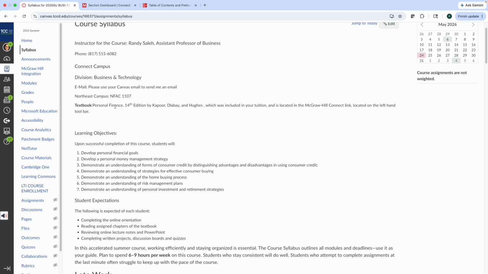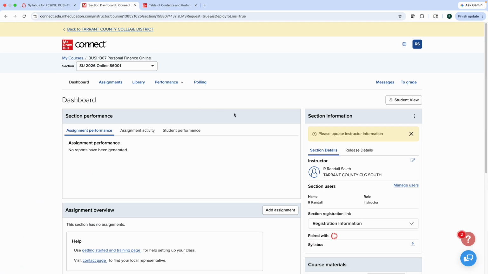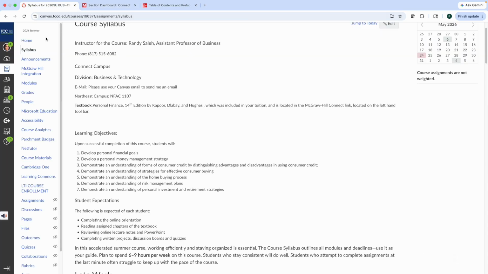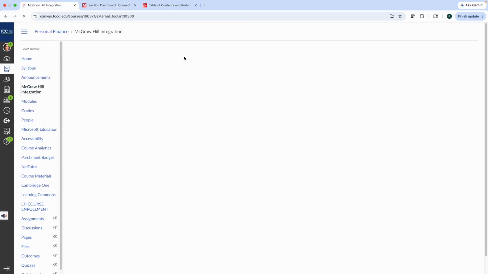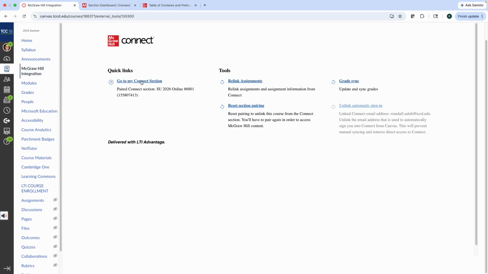Here's our textbook. Great textbook. Oh my gosh, how do we get it? Well, it's in this link. It used to be called McGraw-Hill Connect. Well, they just changed it to McGraw-Hill Integration. When you click this link, it will go to something like this, maybe more like this right in here. It'll say go to my section. Now I am looking at it from a faculty standpoint, so yours is going to look a little different.